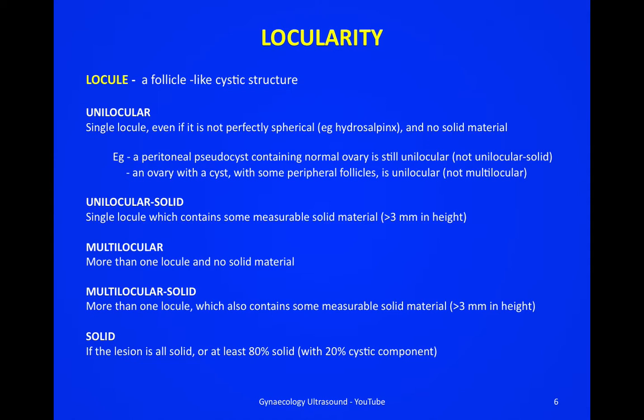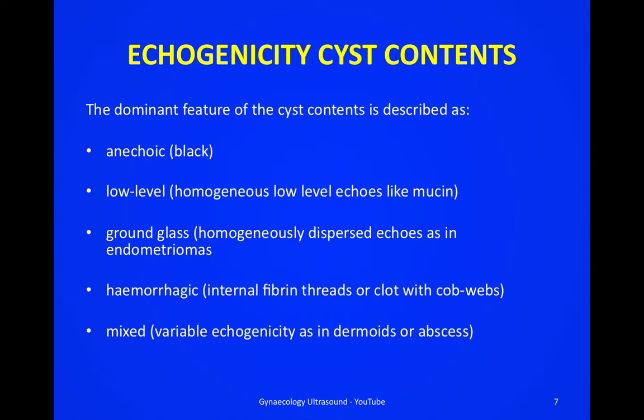Multilocular: more than one locule and no solid material. Multilocular solid: more than one locule, which also contains some measurable solid material more than 3 mm in height. Solid: if the lesion is all solid or at least 80% solid, with 20% cystic component. The dominant feature of the cyst contents is described as anechoic, low level, ground glass, hemorrhagic, or mixed.